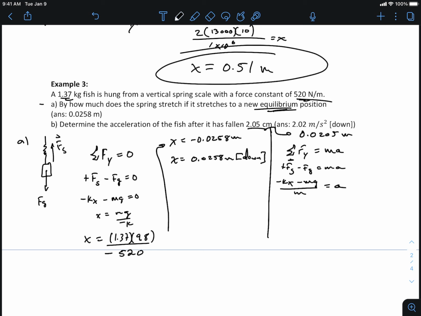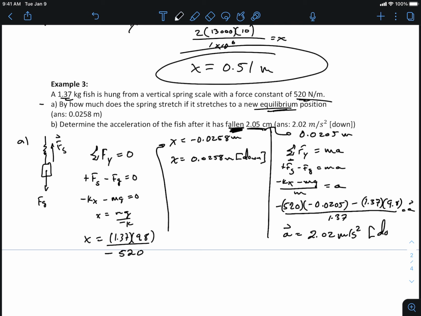There's your acceleration. If you were to plug in your numbers, you'll see negative 520 times, now here's a little catch, it has fallen. Fallen means down this distance, so we've got to make this 0.0205, minus, again, the weight of the fish, 1.37 times 9.8, all divided by m, 1.37. That's equal to the a value, the acceleration vector, and we will find that a comes out to be 2.02 meters per second squared down.